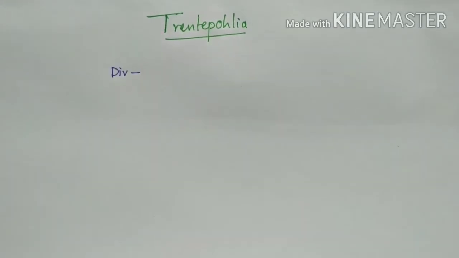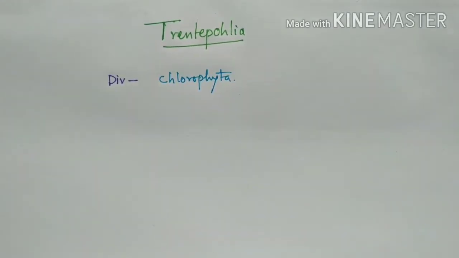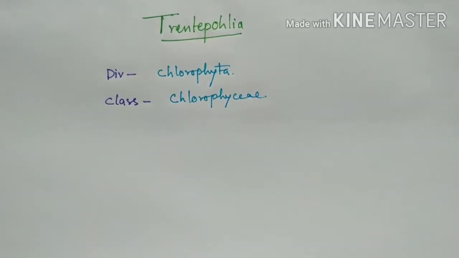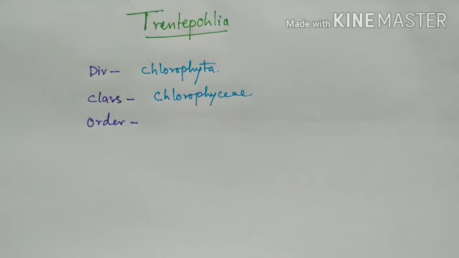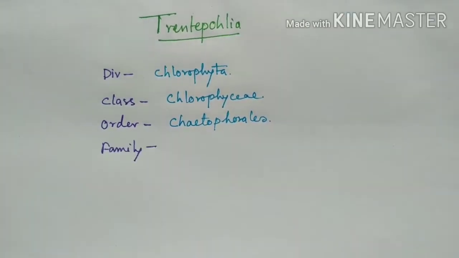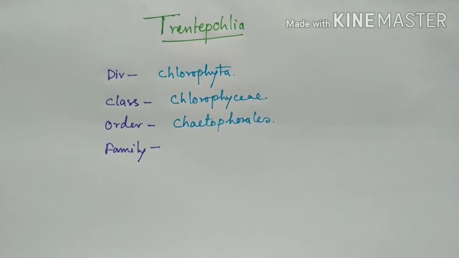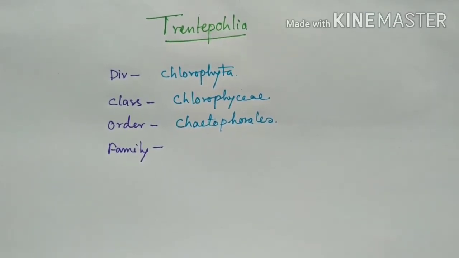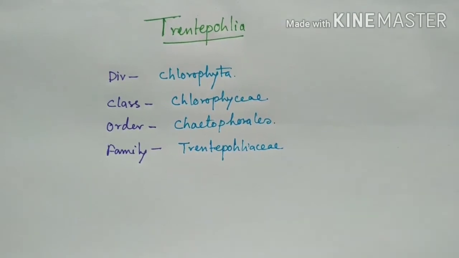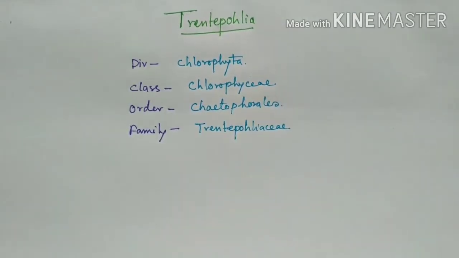So it belongs to division Chlorophyta, then class Chlorophyceae, order Cephaleuros, and lastly the family of Trentepohlia is Trentepohliaceae. So this is about the systematic position of Trentepohlia.